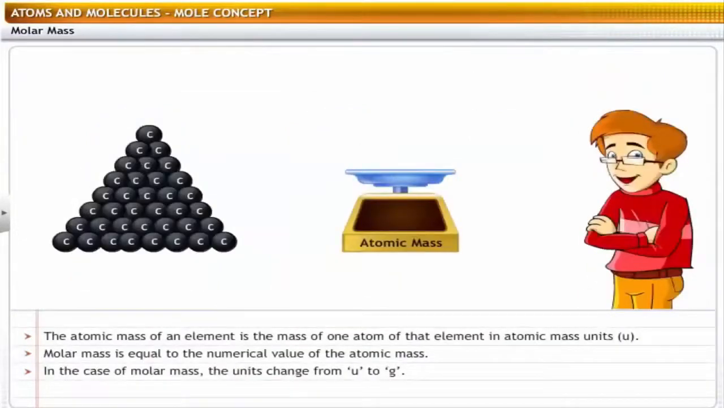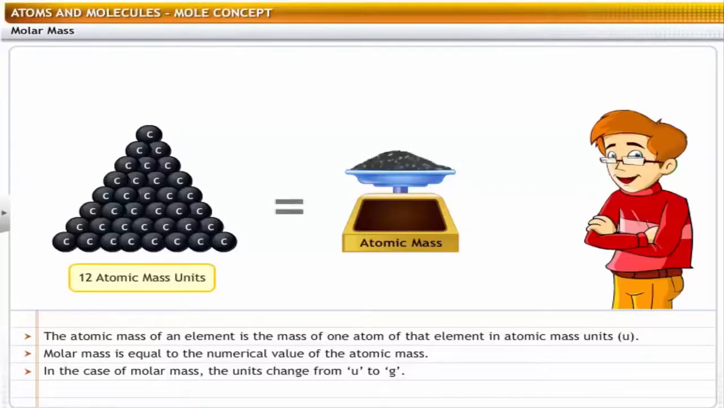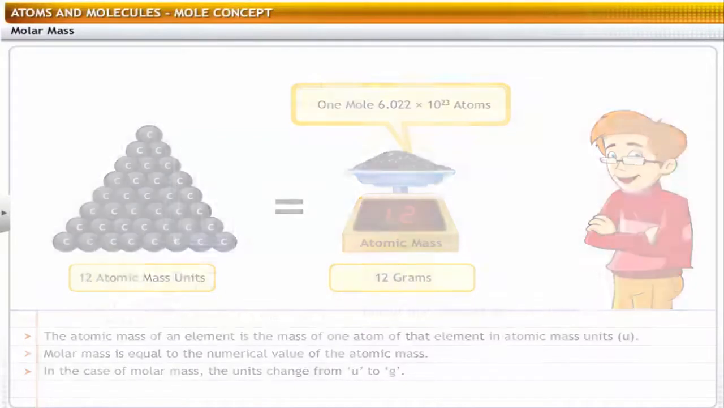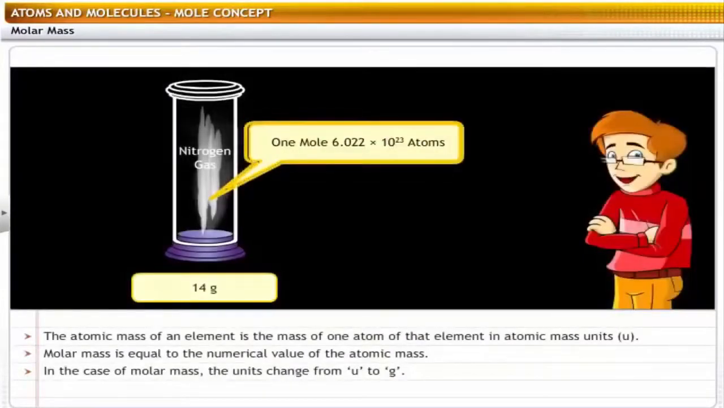In other words, the molar mass of an atom is also known as gram atomic mass. For example, the atomic mass of carbon equals 12 atomic mass units. So, the gram atomic mass of carbon is equal to 12 grams. Therefore, 12 grams of carbon is equal to 1 mole atom, which has 6.022 multiplied by 10 to the power of 23 atoms of carbon. 6.022 multiplied by 10 to the power of 23 atoms of nitrogen.